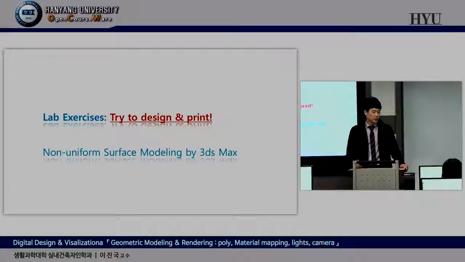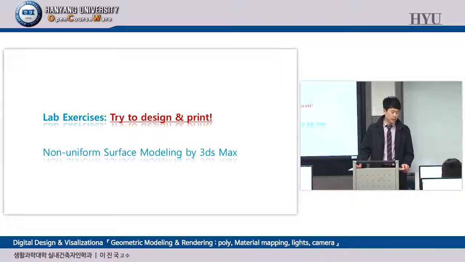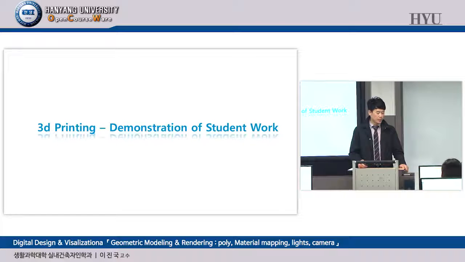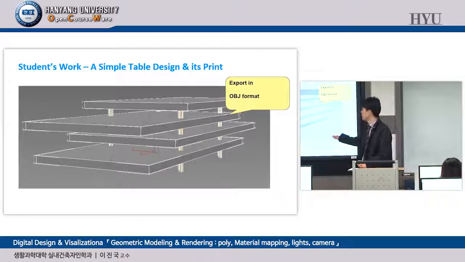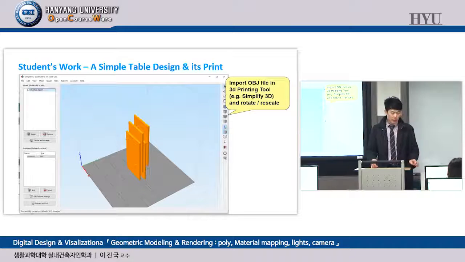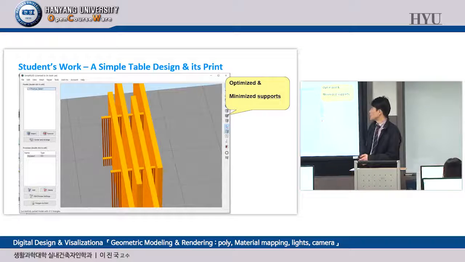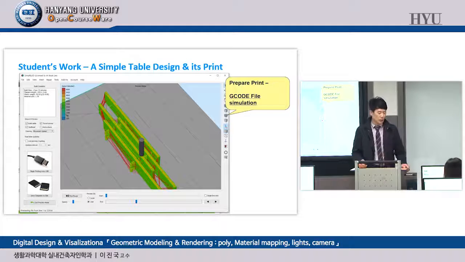Before getting into the final project issues and today's lecture, I'd like to see some of the experience you gained last week. This is one of last week's lab exercises: try to design and print. I asked you to do some 3D printing from a 3D Max geometry, convert it into an OBJ file and a G-code generator. This time, with Simplify 3D, you experienced how to make support and control geometry and simulate before the actual 3D print.